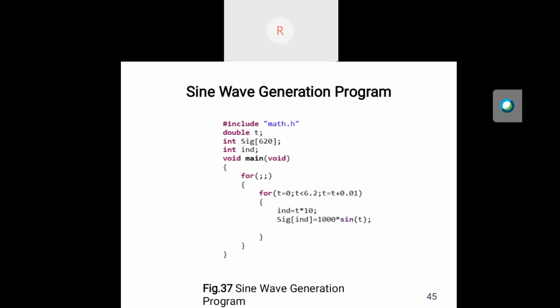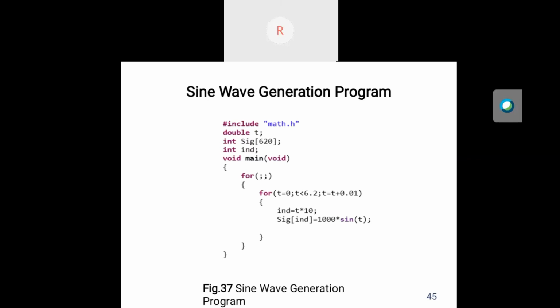In the math library file, what does SIG mean? Inside you have written 620. What is the meaning of that 620? So that means it will go up to 620, sir. Up to 620 it will calculate, or what? Yes, sir. So you didn't go thoroughly into it, no?